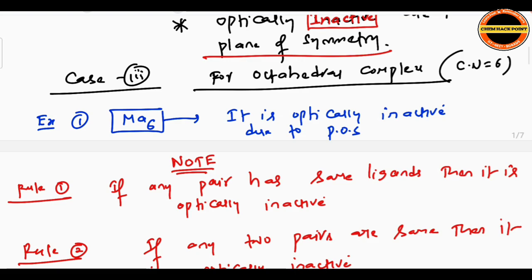For octahedral complexes, coordination number is 6. Like different examples, first MA6 is given. It is optically inactive due to plane of symmetry, because all are the same type, right? What is plane of symmetry? Plane of symmetry is an imaginary plane which can cut a molecule into 2 equal halves.